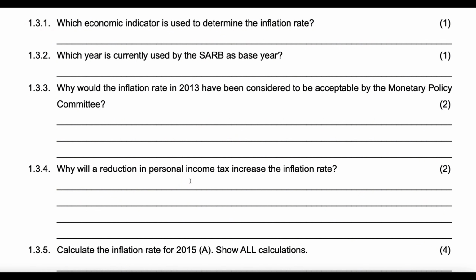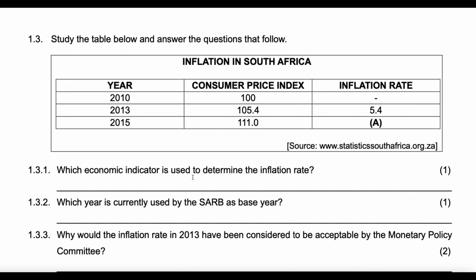Well, there are things that may cause the cost of production to be high. But let's not dwell on that. Let's just answer the question the way we see it. Why will a reduction increase inflation? It will increase disposable income, and then that means there will be an increase in demand for goods and services. So there will be demand pull inflation, basically. Then calculate the inflation rate for 2015, item A, and show all calculations.